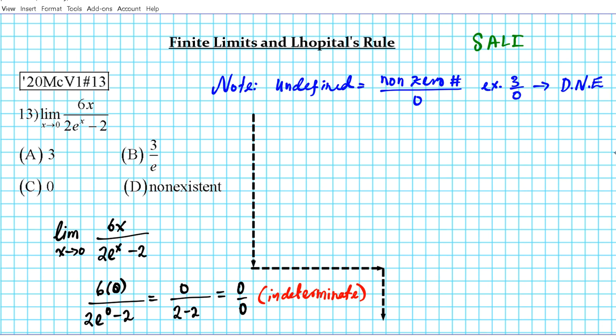We're going to use L'Hopital's rule. Let's review that first. What on earth is L'Hopital's rule? L'Hopital's rule is a convenient way of finding limits of an indeterminate form. So this is what it says.